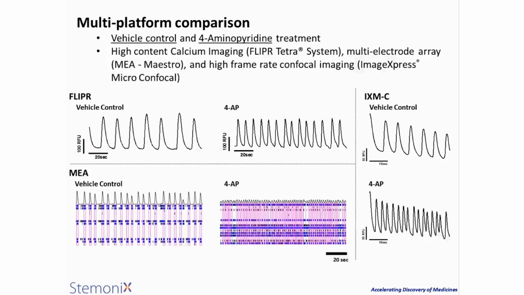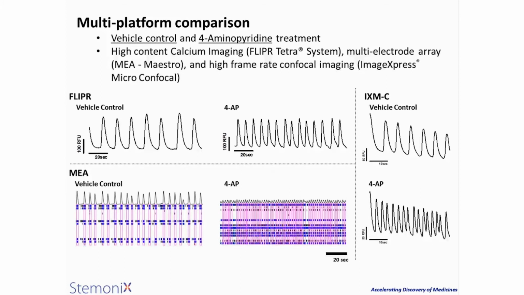So, of course, many of our customers and the people that collaborate with us are not used to these readings in the flipper, these spontaneous readings in the flipper, especially in 3D. So it's hard to correlate between multiple platforms. So you use here the flipper, the ImageXpress confocal, and the multi-electrode arrays to see if the changes that you observe in the platforms are similar.